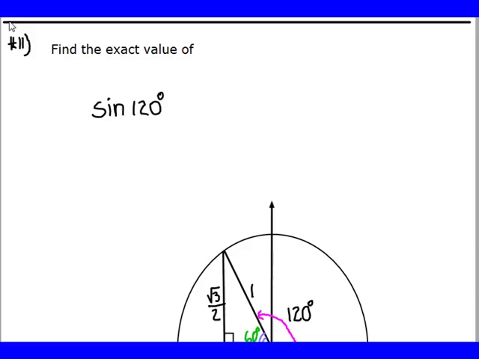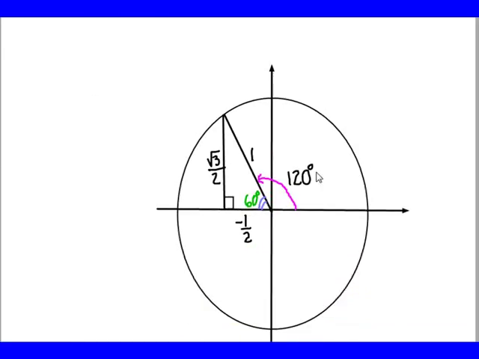This is problem 11. And we're asked, find the exact value of the sine of 120 degrees. So now we're going to use our unit circle. We're going to rotate our radius around until we get to 120 degrees. So our terminal side stops at 120 degrees after rotating through 120.